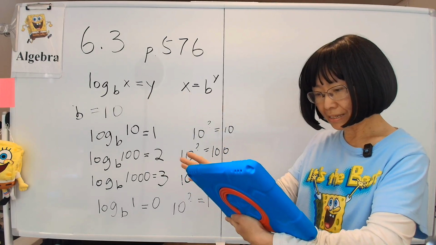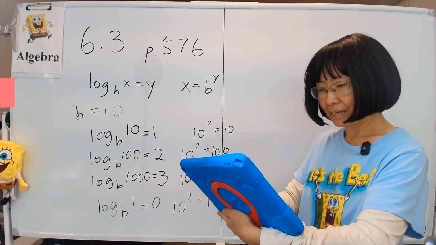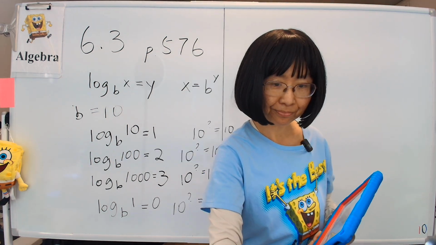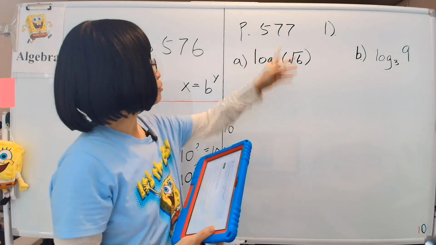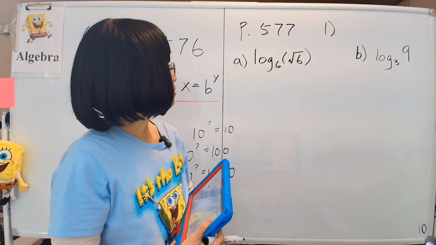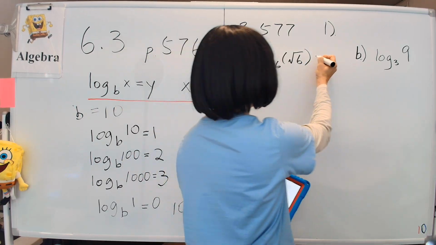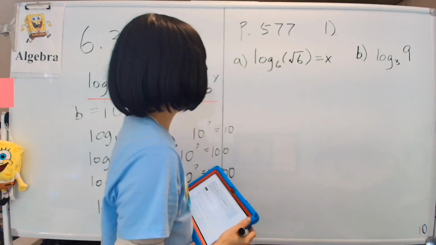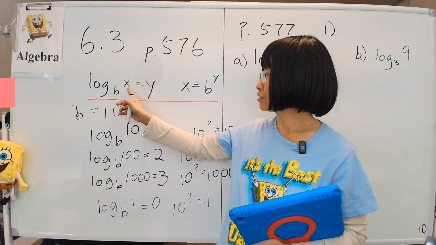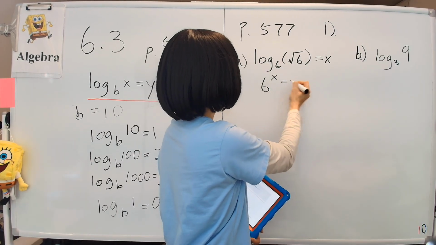All right, having said that, let's look at an example. Example 1, on page 577. The first example is when you're supposed to calculate this log. Let's say it equals x. That means, by this statement, that the base to this power equals what's inside. In other words, 6 to the x power had better equal the square root of 6.